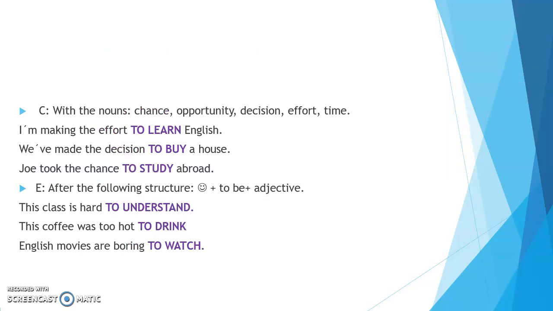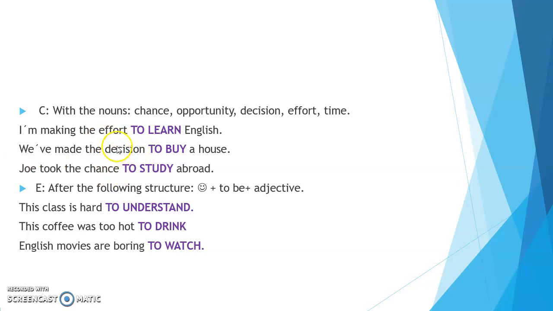We are going to continue with the third use. You are going to use also the to infinitive whenever you have these nouns, such as chance, opportunity, decision, effort, and time. Okay? Whenever you are going to write a word after these nouns, you are going to use the verb in the to infinitive form. Okay? So for example, we have, "I am making the effort to learn English." You have the word effort and then a to infinitive. Then you are going to have, "We've made the decision to buy a house."